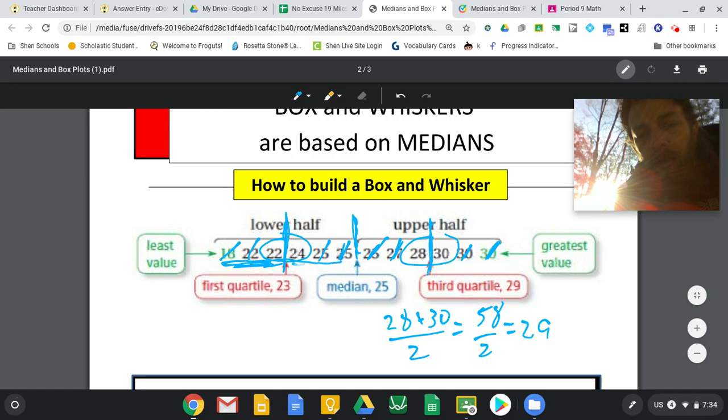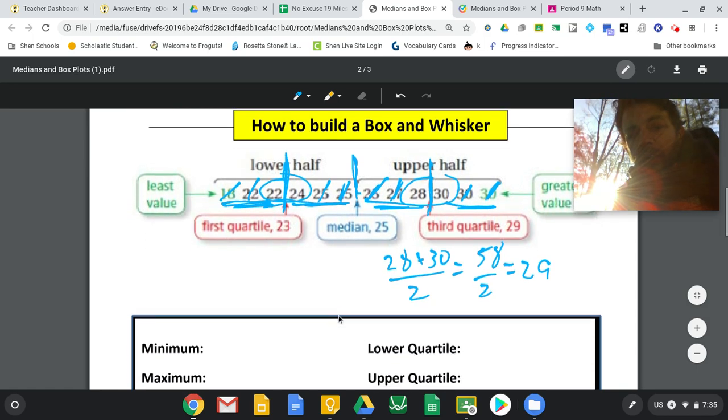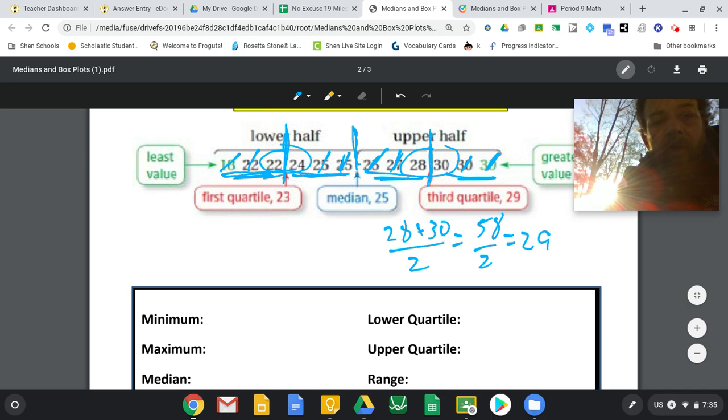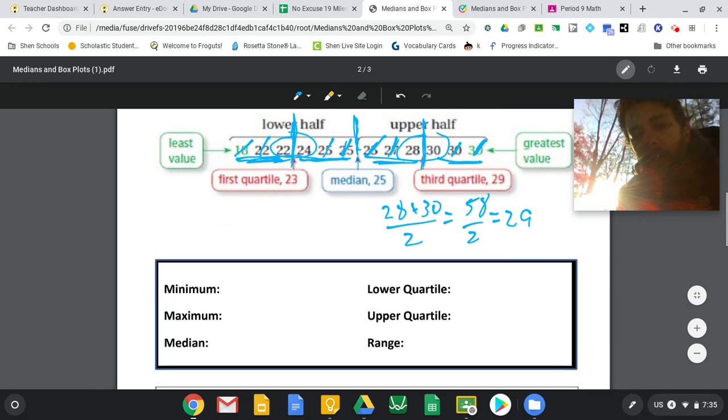goes up to 23. Then it leads us to the median of 25. Then it leads us to the third quarter of the data, which is the third quartile of 29, and then the last quarter of the data leads us to the greatest value, which brings us to this section. We take some information out of this data. The median, or the minimum, is 18.